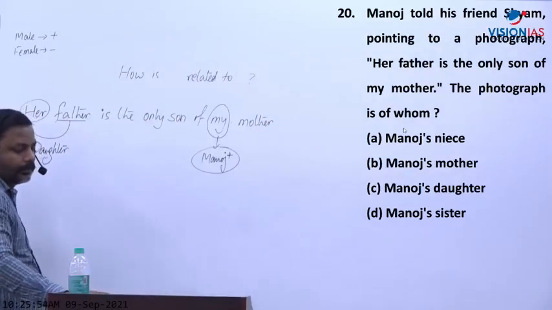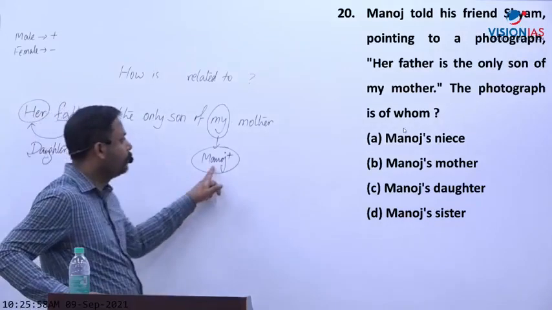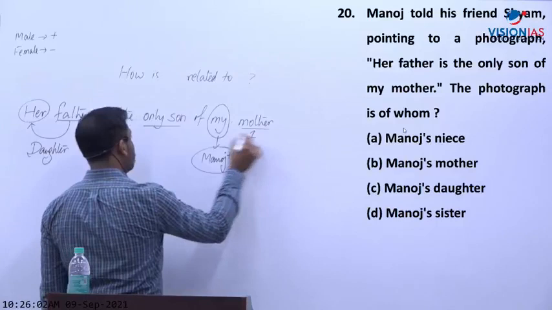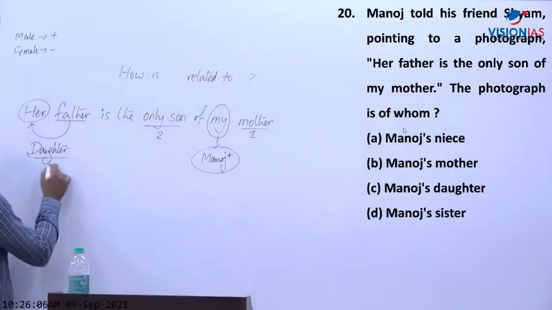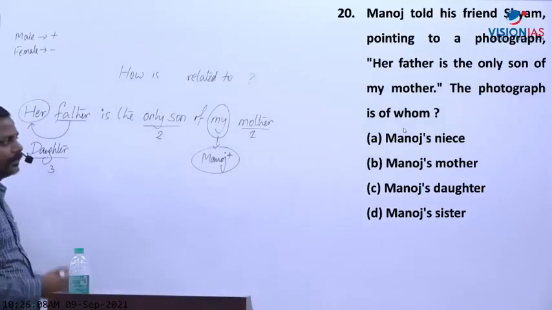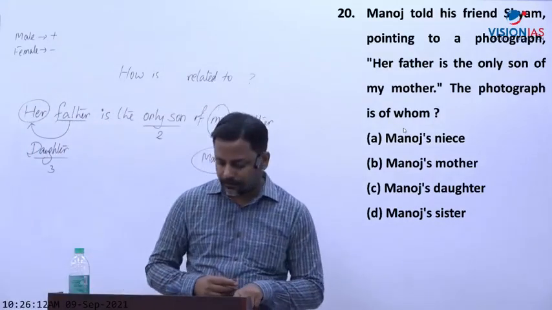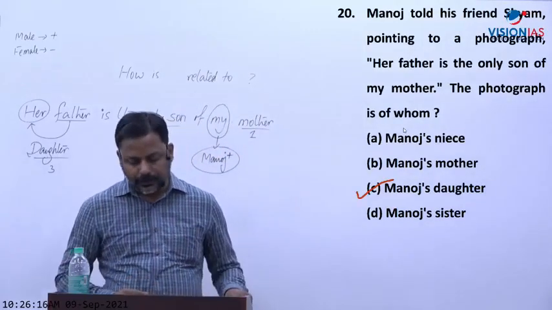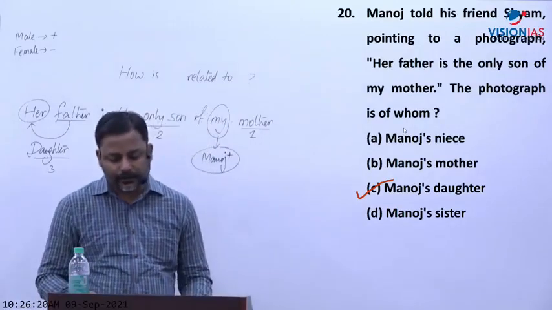Now, the photograph is of whom? Manoj's mother's only son is Manoj himself. And this girl is Manoj's daughter. So here the answer is option C. The photo is of Manoj's daughter.